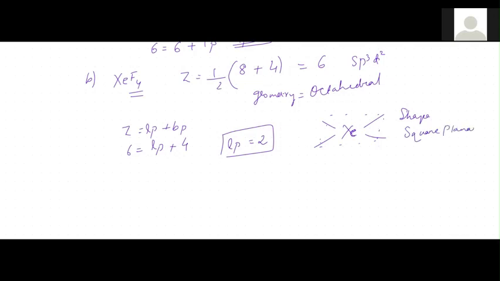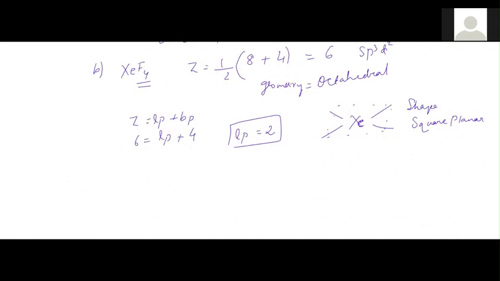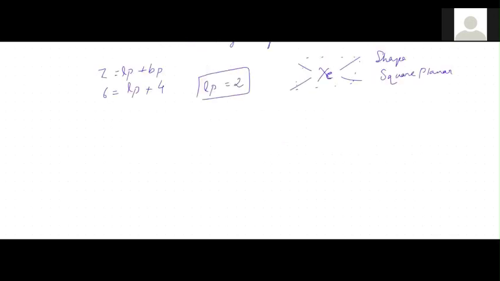Now I hope it is clear. One more last case, Z value 7, where bond pair is 7 and lone pair is 0. The geometry is pentagonal bipyramidal.